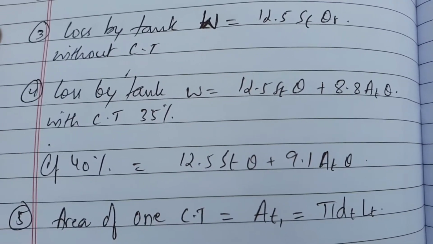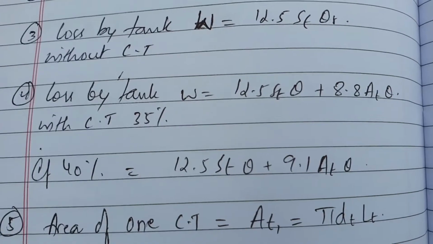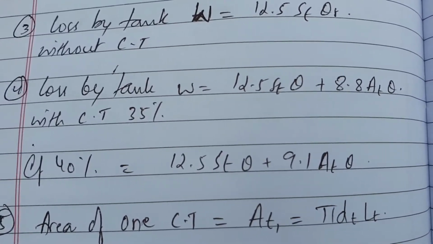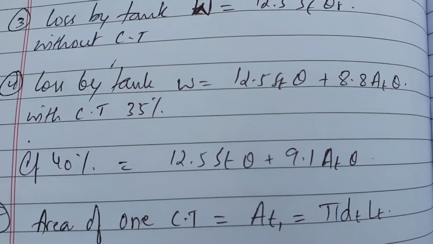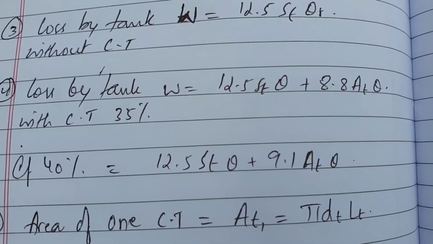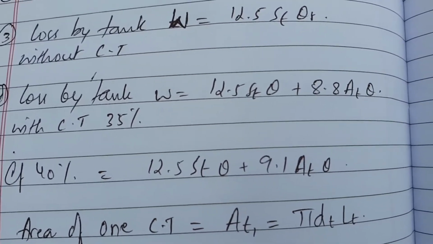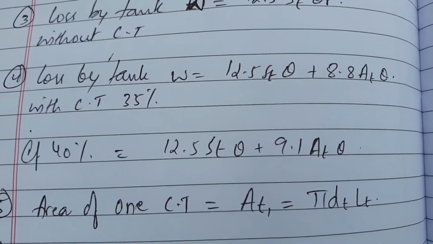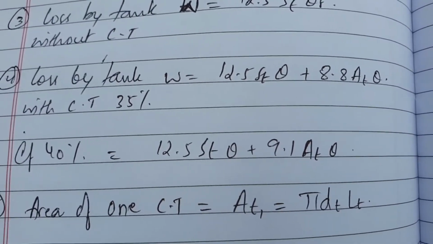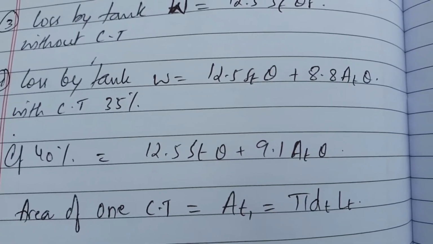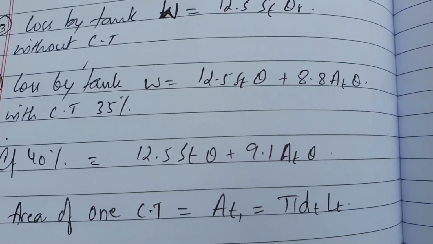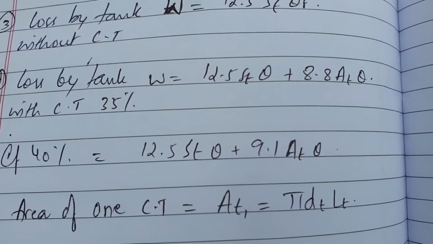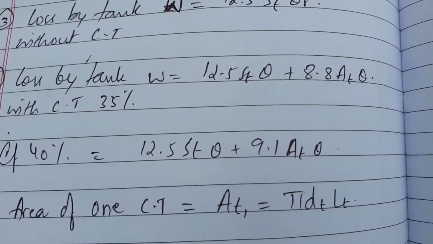Fourth, total heat dissipated or lost by tank with cooling tube at 35% convection, W is equal to 12.5 ST theta plus 8.8 AT theta. If the heat dissipation is 40%, then it should be W is equal to 12.5 ST theta plus 9.1 AT theta.